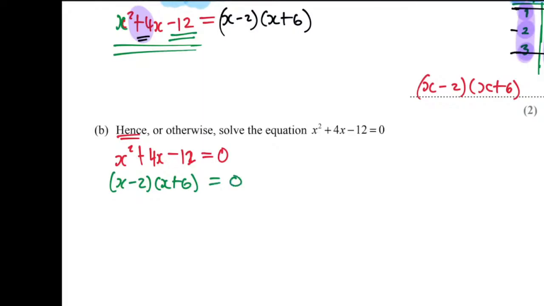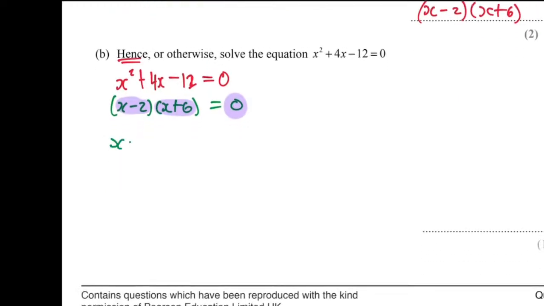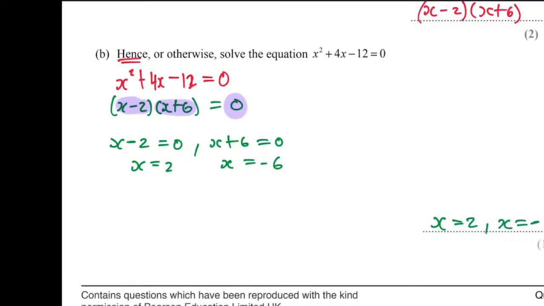Now we have two things multiplying. These two brackets are next to each other. They are multiplying and giving us an answer of 0. So it means one of them is zero, that's the assumption we make. So x minus 2 is 0 and x plus 6 is 0, which means you take 2 to the other side, you get x equal to 2. Here you get x equal to negative 6. So you have your solutions. Are we together? x equal to 2 and x equal to negative 6.